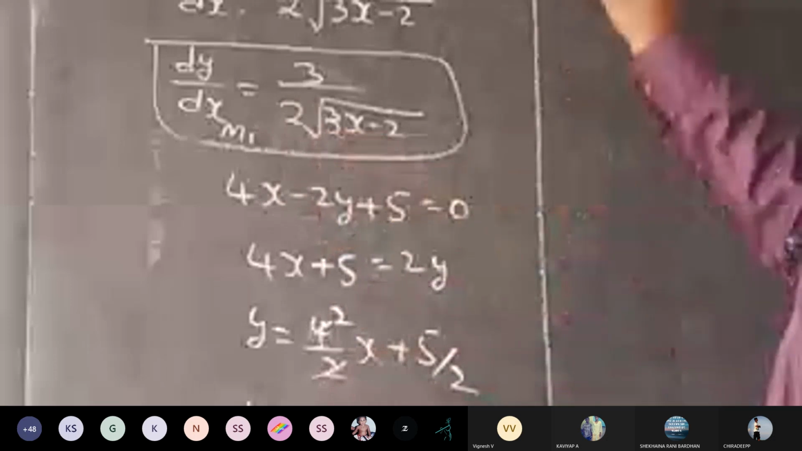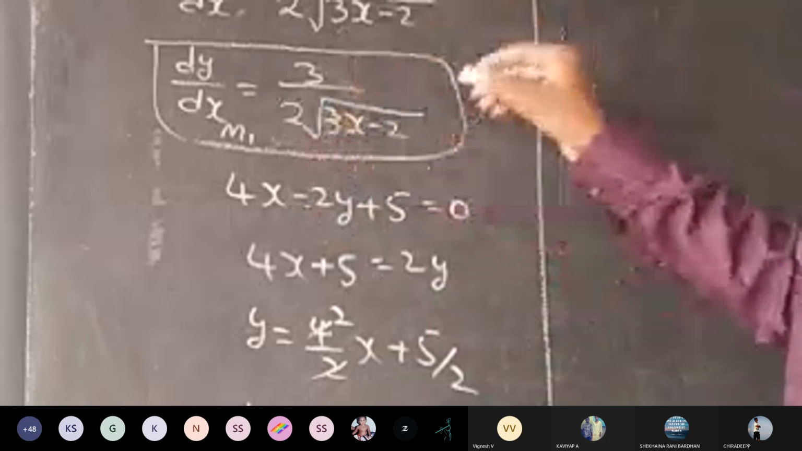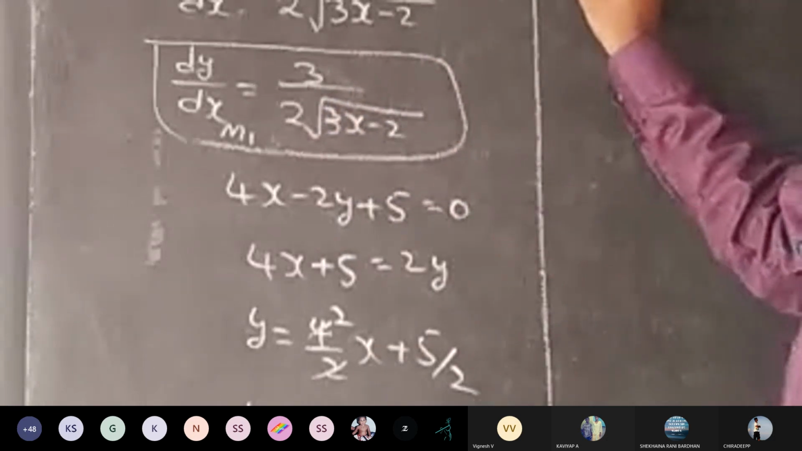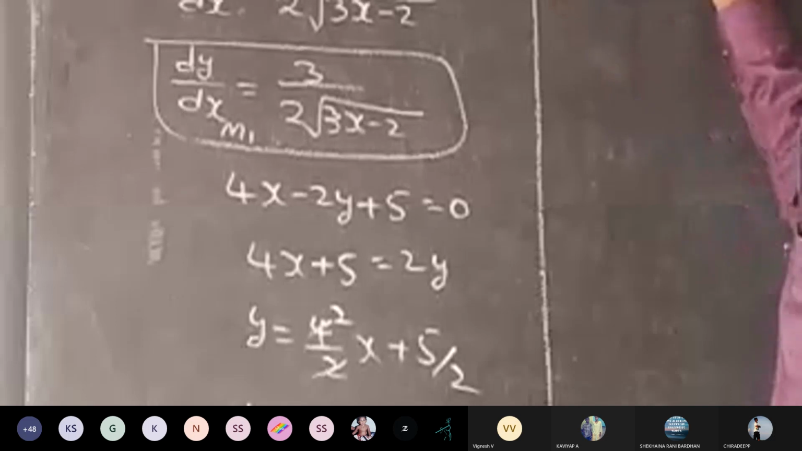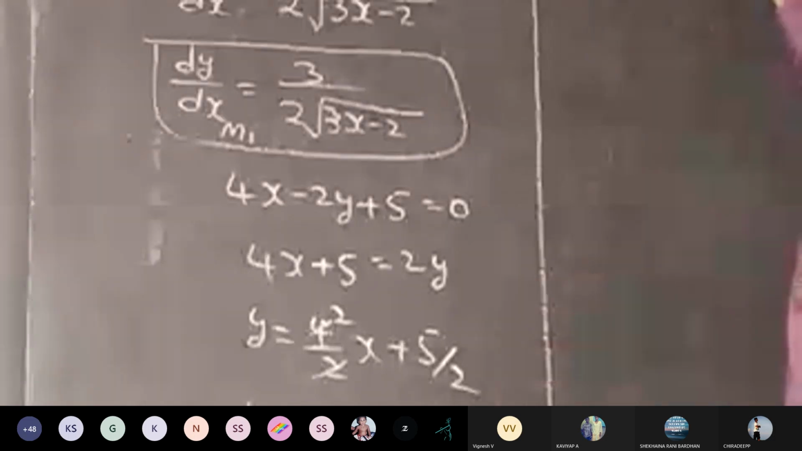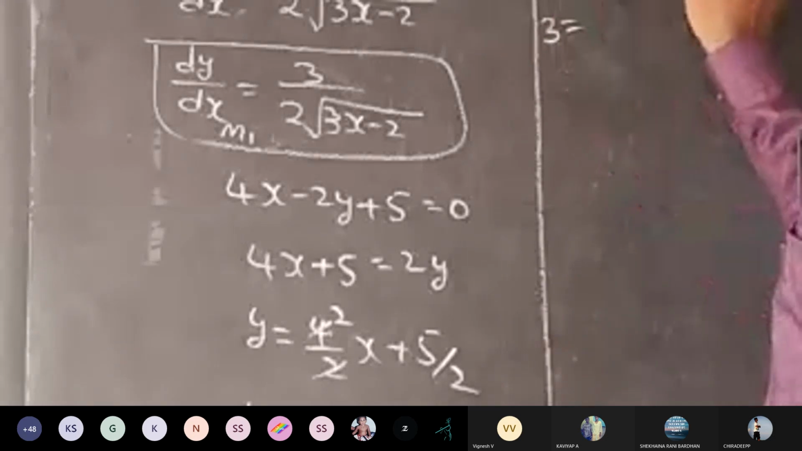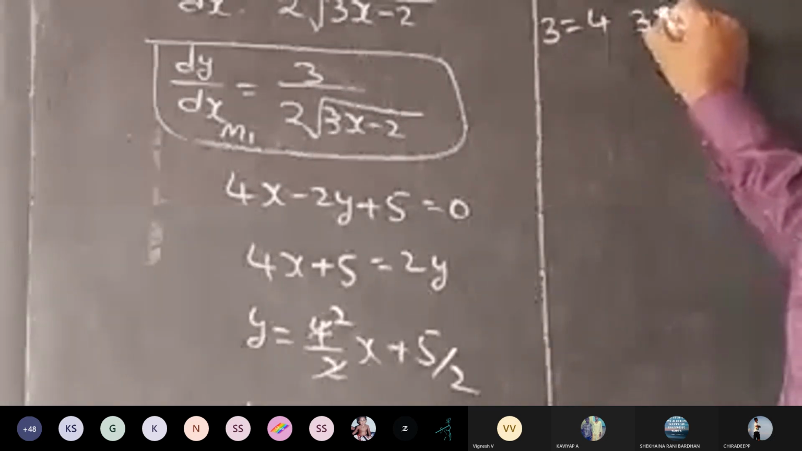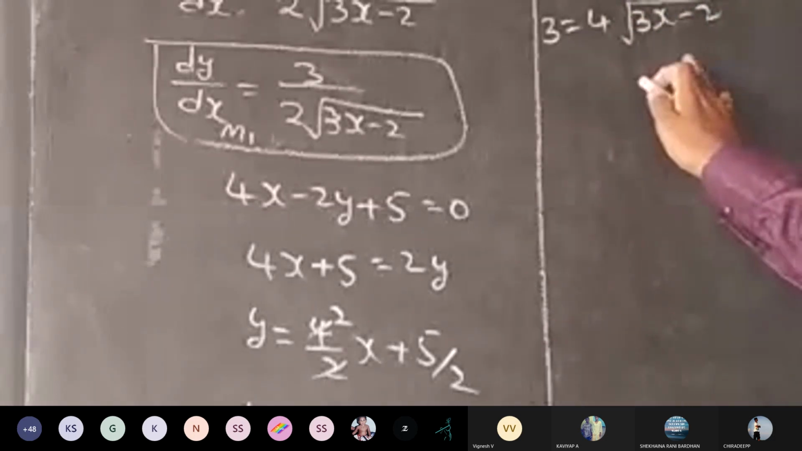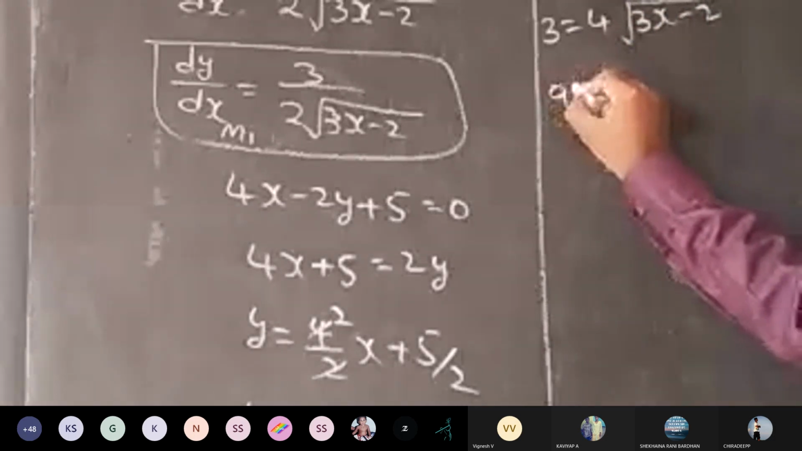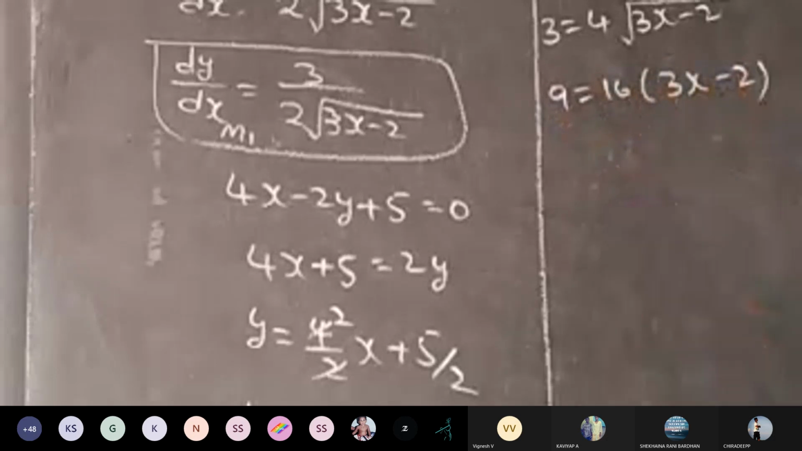Okay. So the condition, Nana: parallel means m1 is equal to m2. m1 means 3 by 2 root of 3x minus 2 is equal to 2. So cross multiplication: 1 into 3, 3; 2 into 2, 4, root of 3x minus 2. Both sides square, what can you write, sir? 9 is equal to 16 into 3x minus 2.